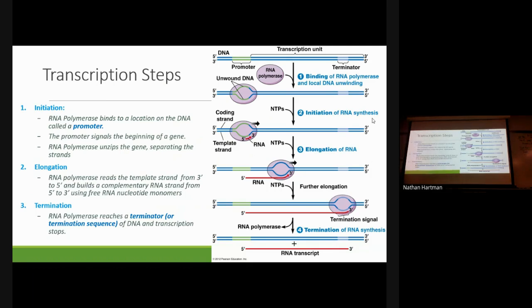to make the polymer. Eventually, though, it'll reach another signal, another sequence of bases in the DNA that tell the RNA polymerase, hey, this is the end of the gene. You can stop now. This is the terminator. And the RNA polymerase is like, all right, bye, but I'll be back.